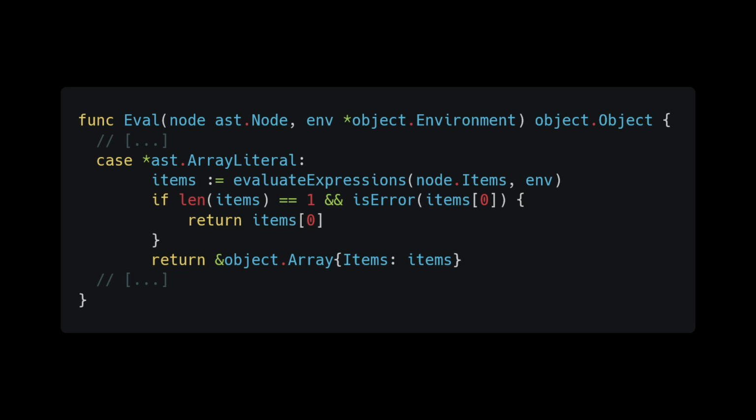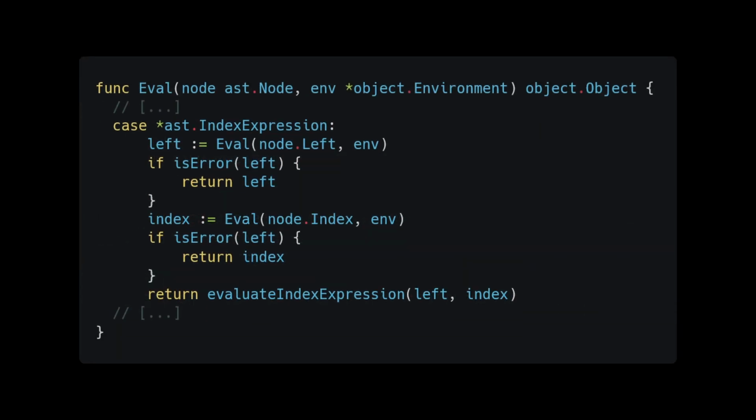At this point, we can create arrays, but we still can't use them because we haven't finished up our index operator. And the only thing that you will need to do is add another case to the eval method. We will evaluate the left side first, which will result in an array. Then we will evaluate the expression for the index. This should evaluate to an integer. Then we return the result of a helper method.